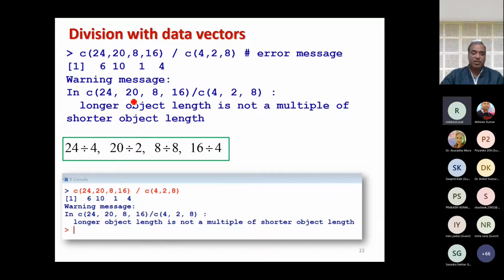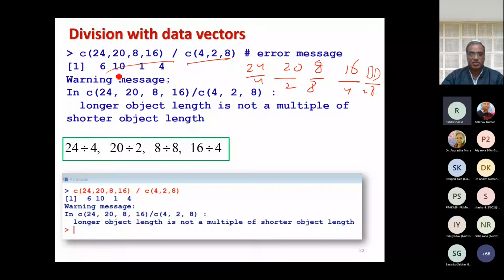And similarly, if you take 3 elements in the second data vector and 4 elements in the first data vector, then exactly the same way: 24, 20, 8, and here 16. And then it will be divided by 4, divided by 2, divided by 8, and then once again divided by 4. But now there is no number after this by which 2 and 8 can be divided. So it will give you the answer 6, 10, 1, 4. And then there is a warning message here.